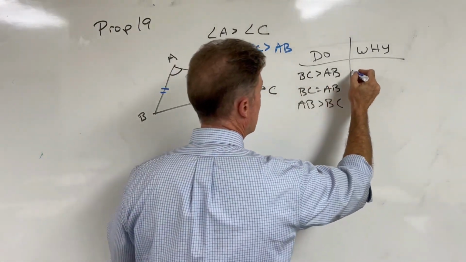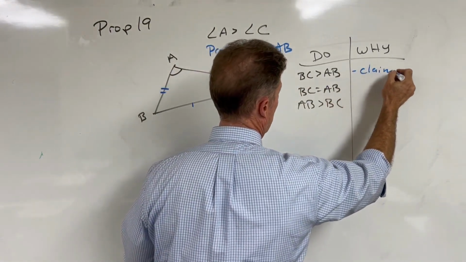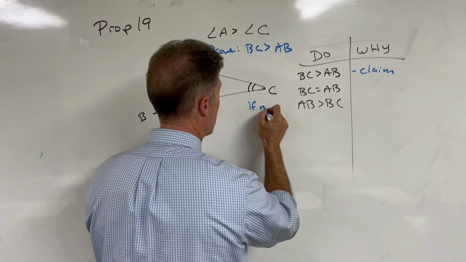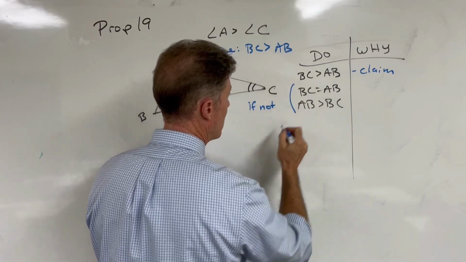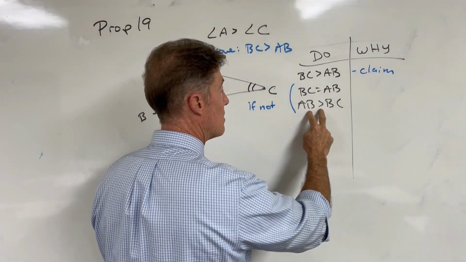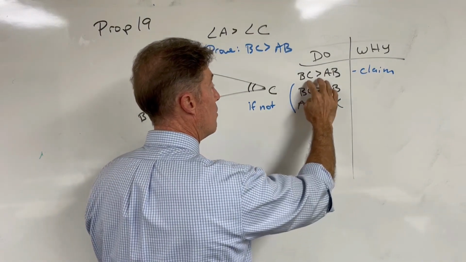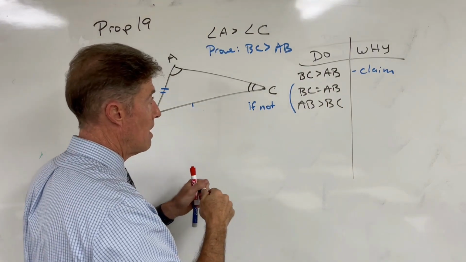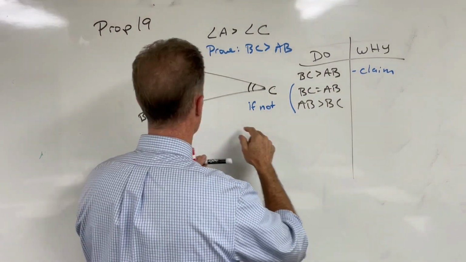And I'm going to say that this is the case. This is my claim. BC is bigger than AB. If not, then one of these two things must be true. And if I can show that both of these two things lead to a contradiction, then my original claim must hold, because these are all three possibilities that there are. So let's look at this first possibility.